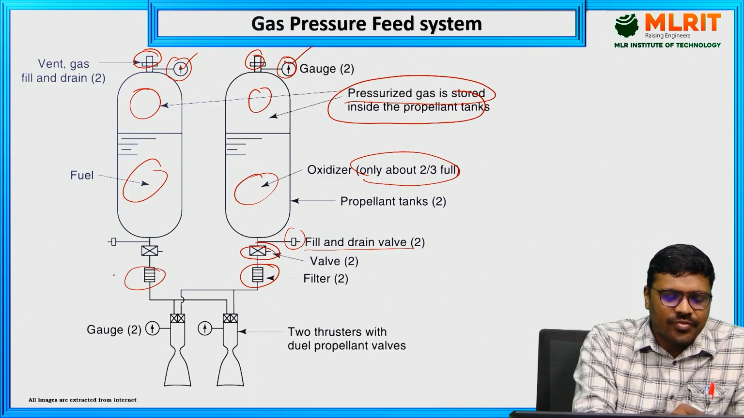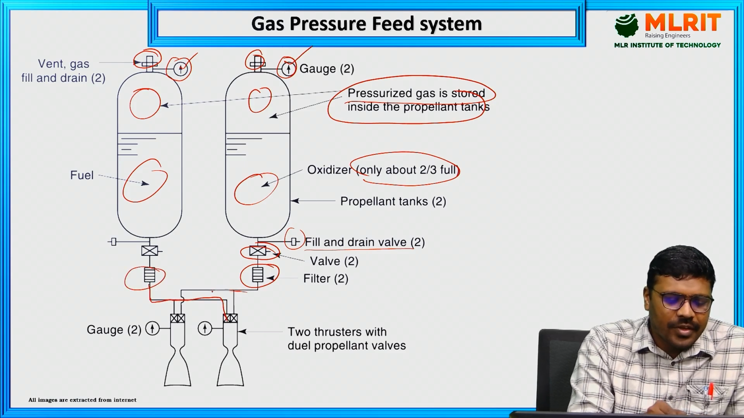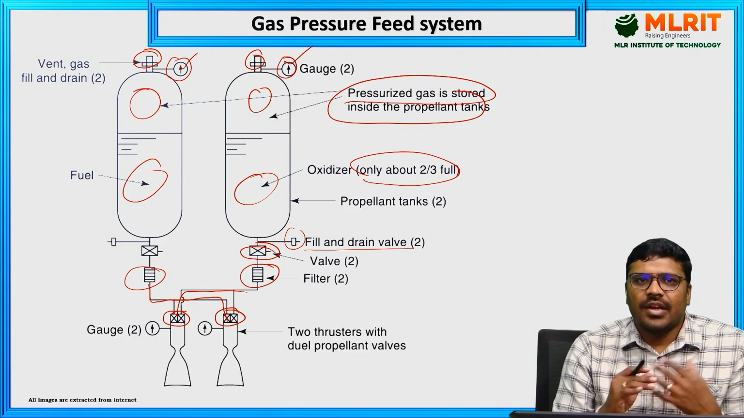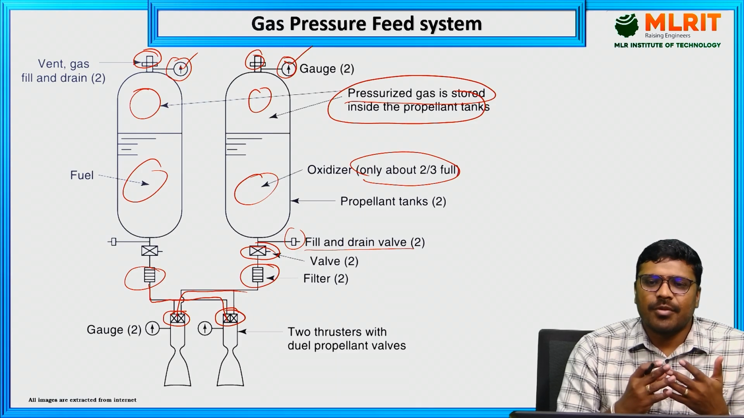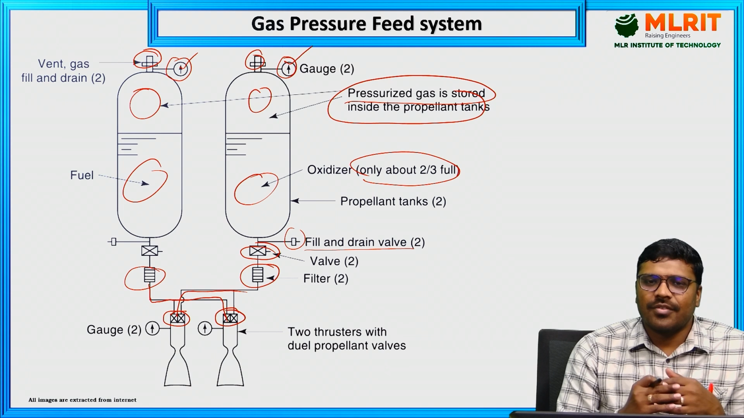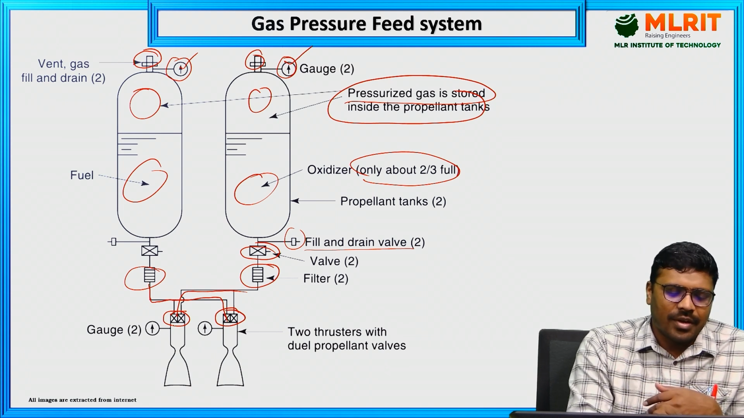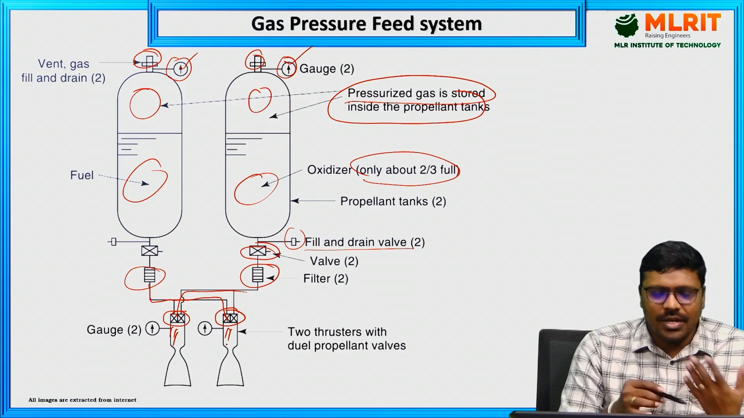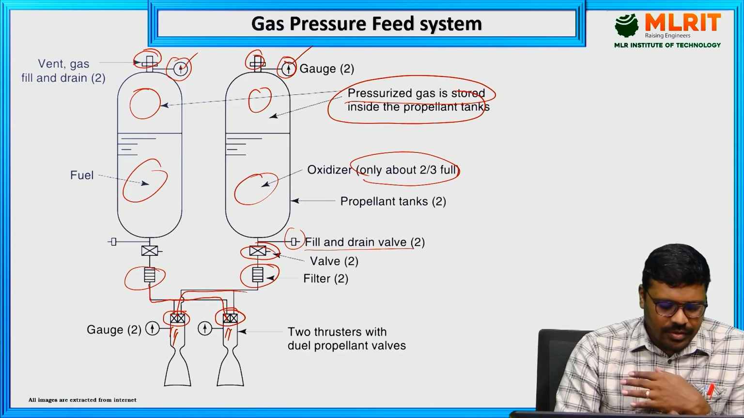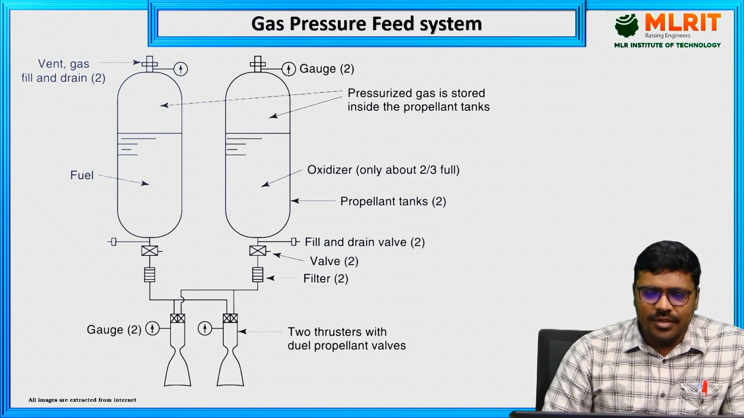Whatever the filtered propellant will be supplied in the required proportion, and these are the fuel injectors. These fuel injectors will inject the propellant like an atomized vapor. This will atomize the liquid propellant into vapor, and the vapor will mix in the combustion chamber and burn, and thrust is produced. So this is about the gas pressure feed system.